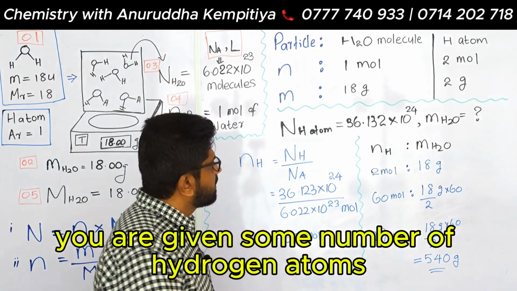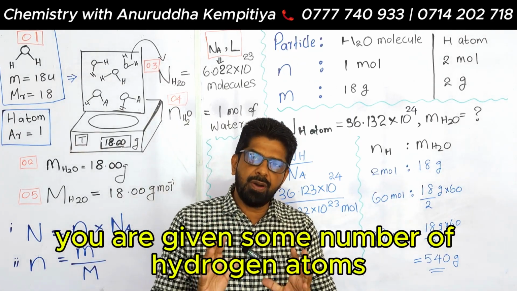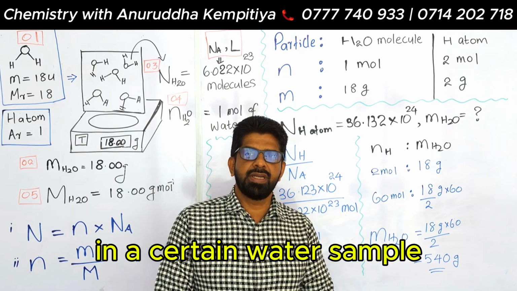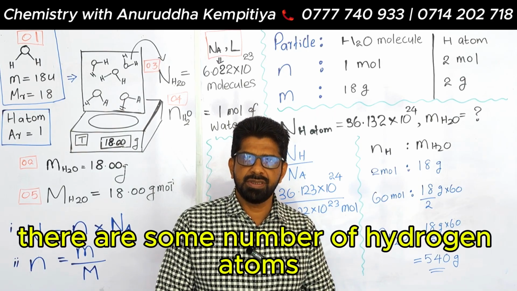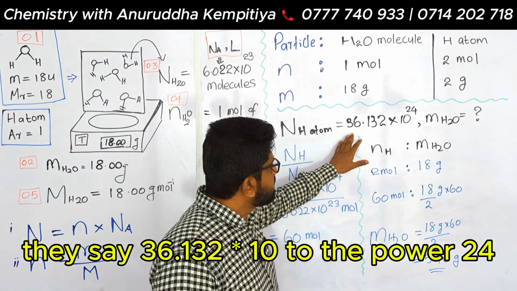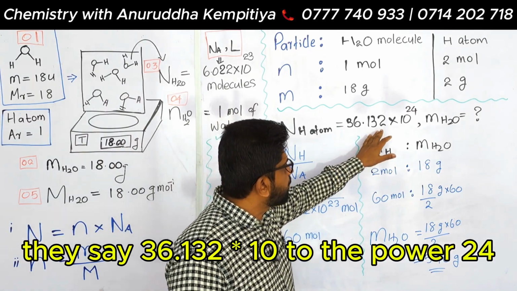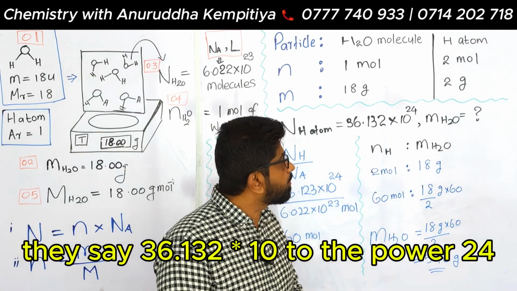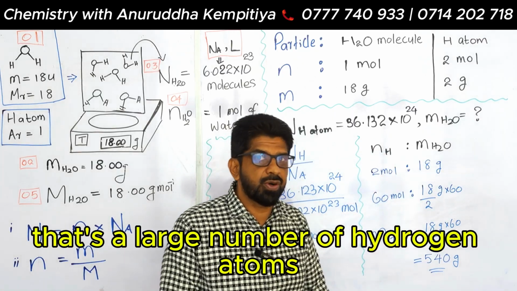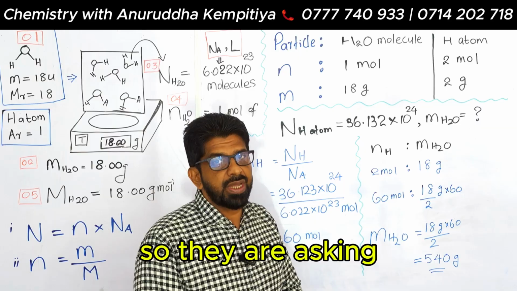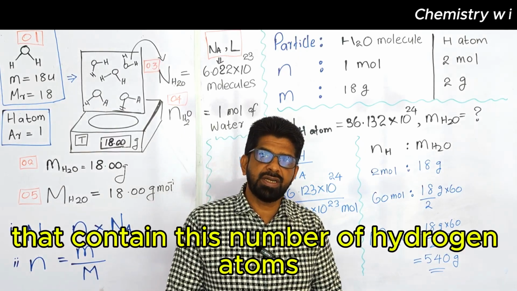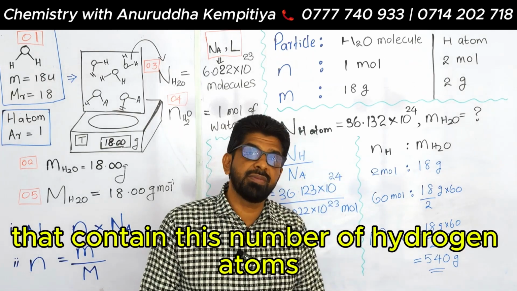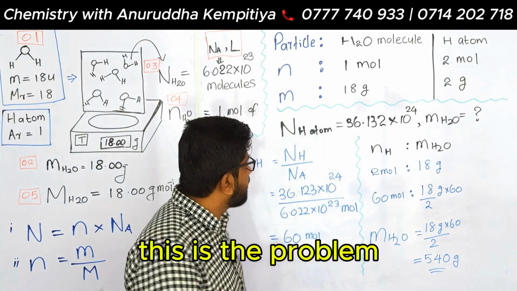This time the problem is slightly different. You are given some number of hydrogen atoms. In a certain water sample, there are some number of hydrogen atoms. They say 36.12132 times 10 to the power 24. That's a large number of hydrogen atoms. So they are asking, what is the mass of water that contains this number of hydrogen atoms? This is the problem, right?